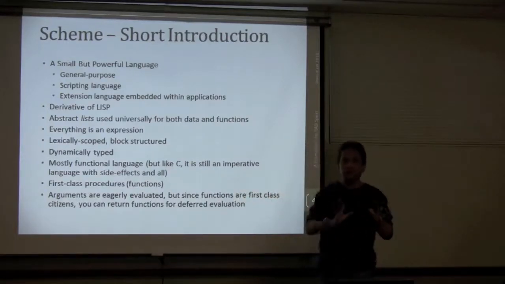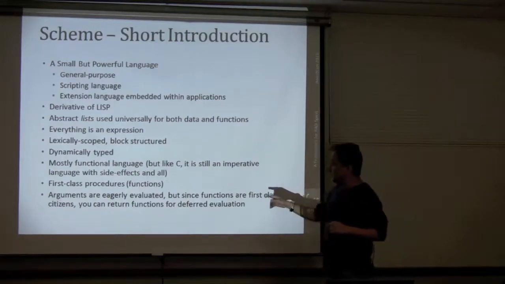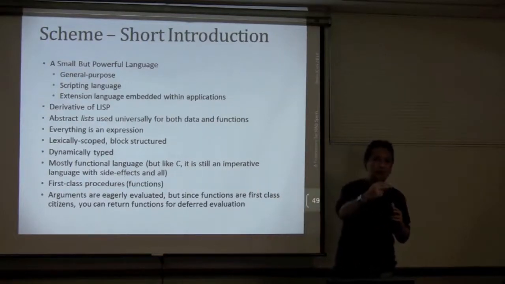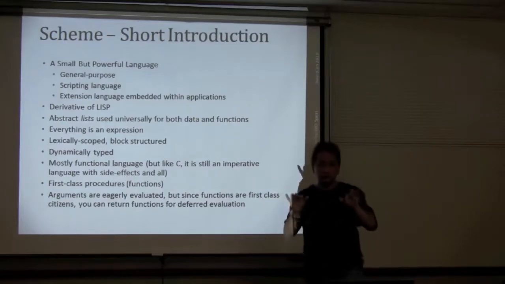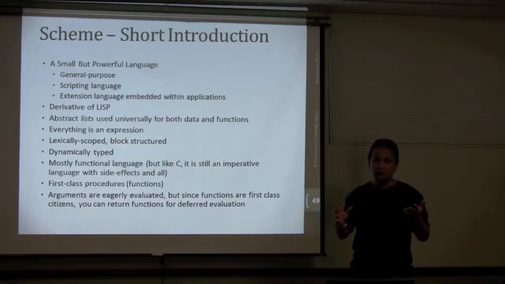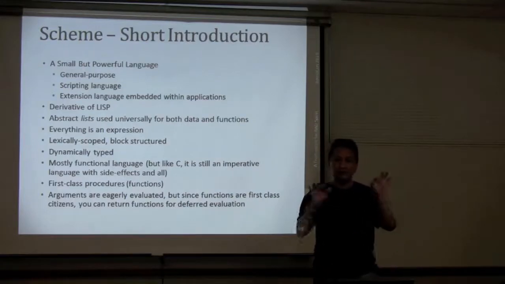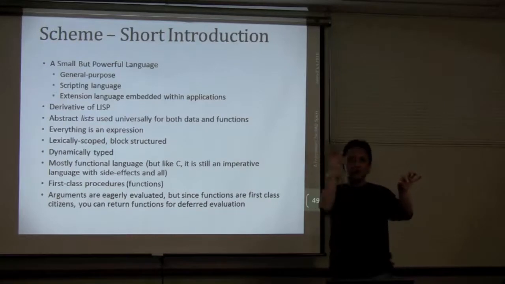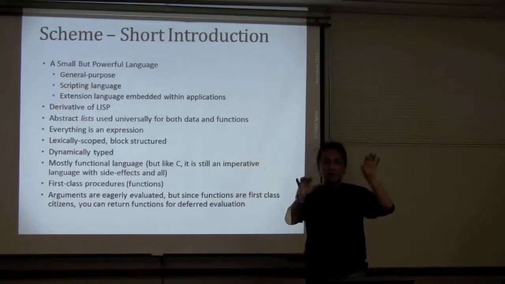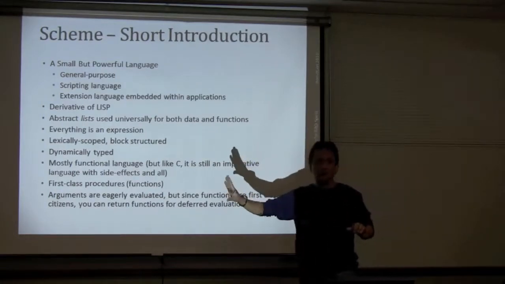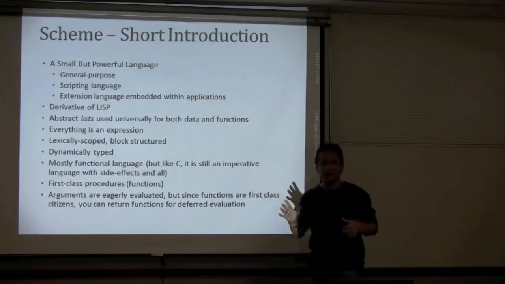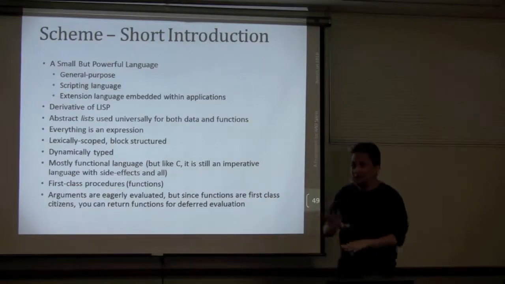Unlike some of the newer functional languages, Scheme is eagerly evaluated. What that means is that when you enter a function, all the arguments are evaluated. But there are some special cases. For example, with if, with and, or with or, like in C or C++, it's lazily evaluated. If you have an if condition, then true branch, false branch, and the condition is true, the false branch will not be evaluated. So there's something of a mix there. In fact, there's a version of Scheme called lazy Scheme, where everything is lazy, like in Haskell.